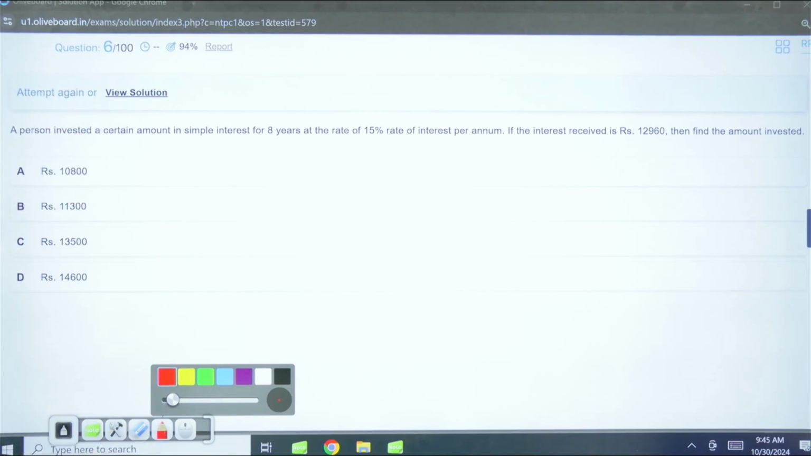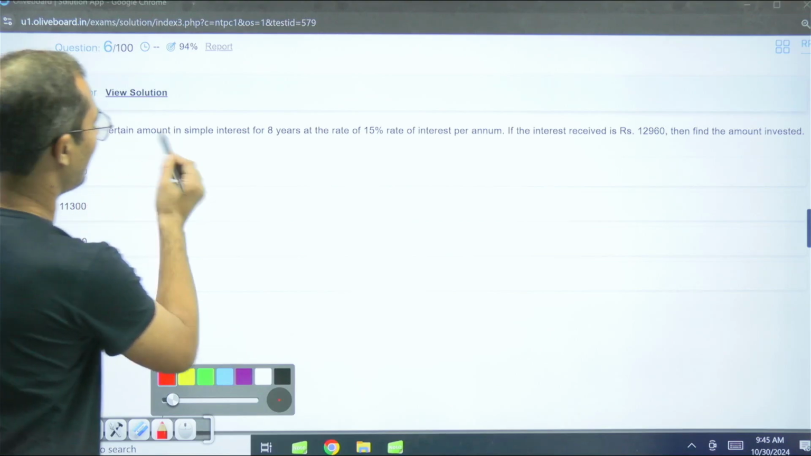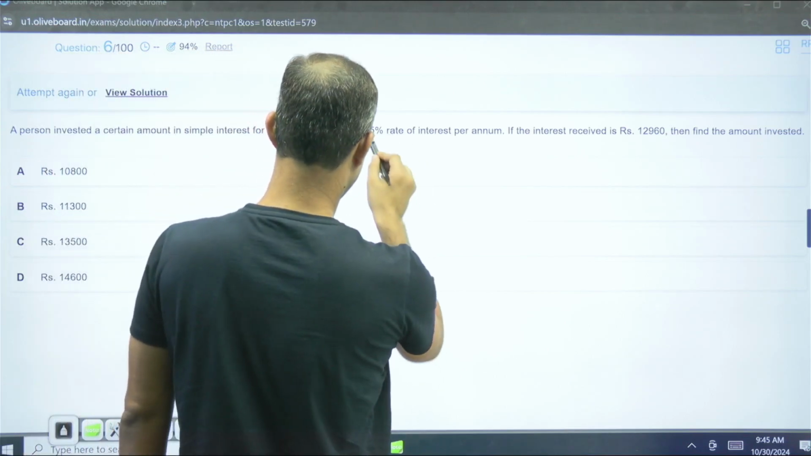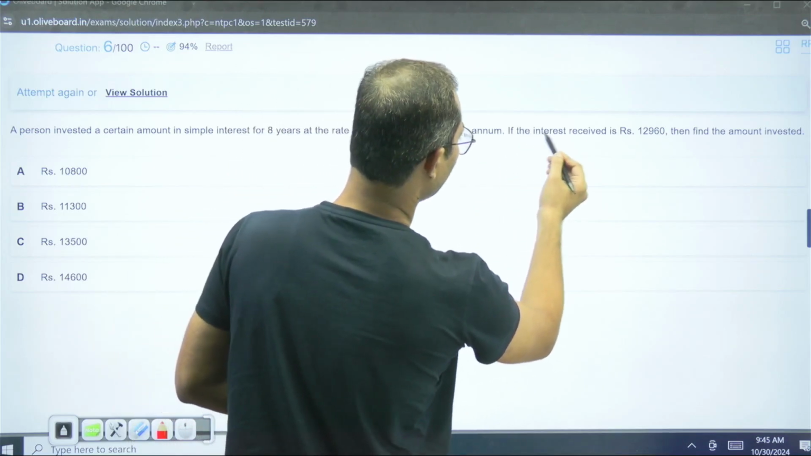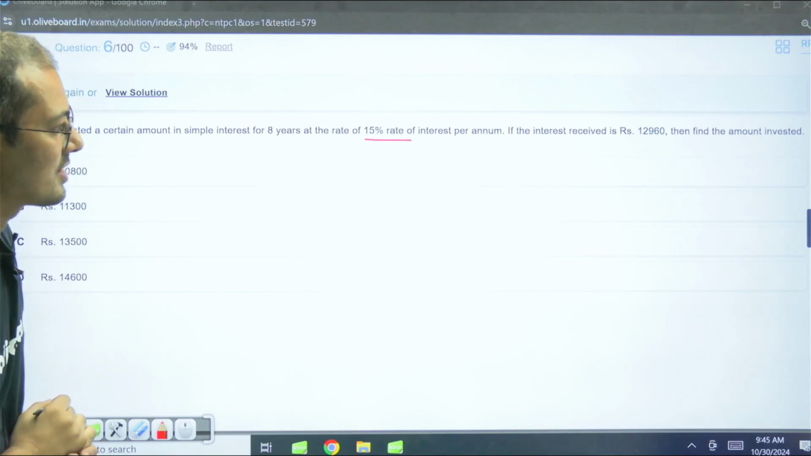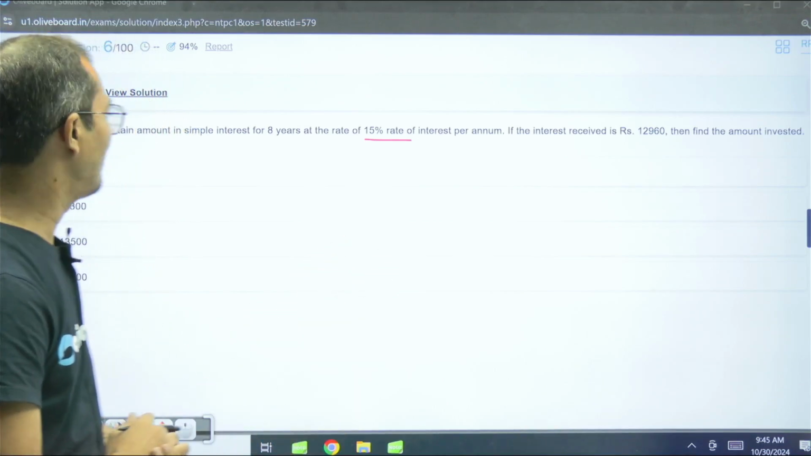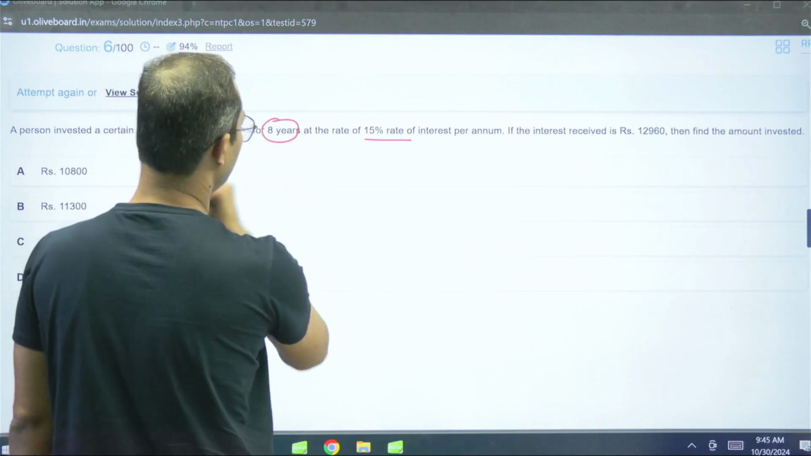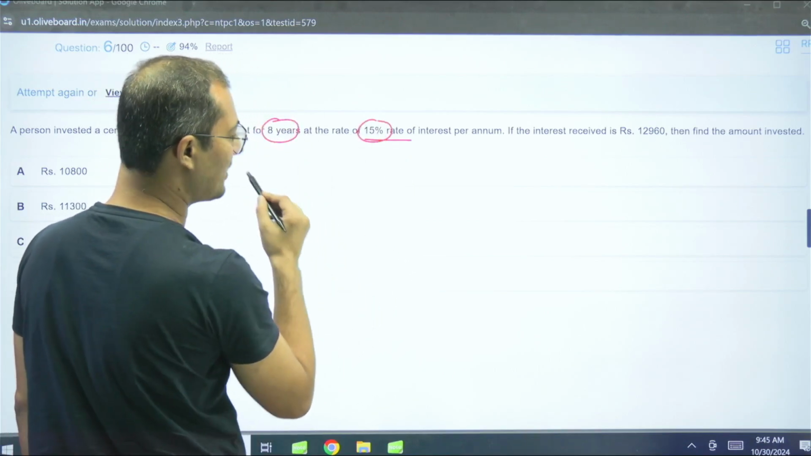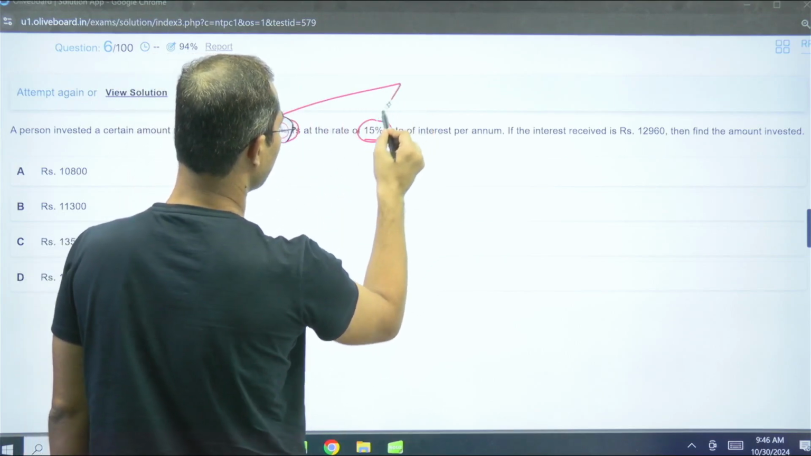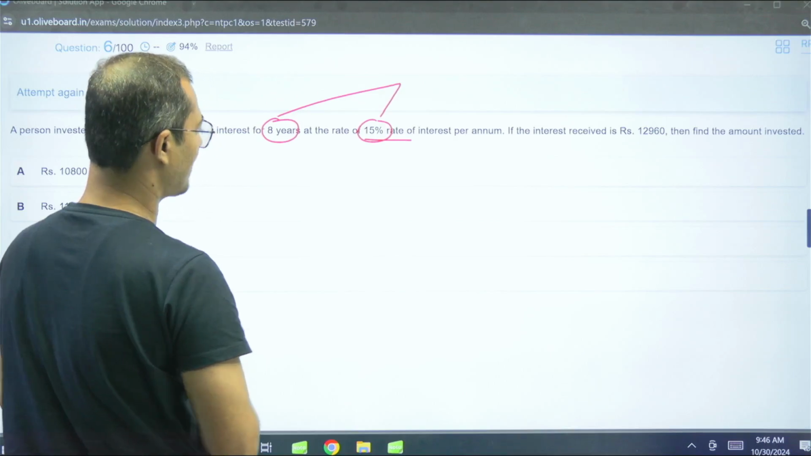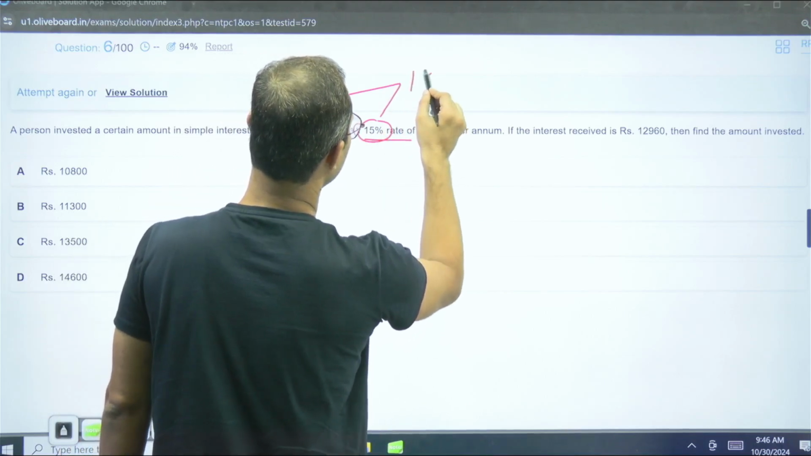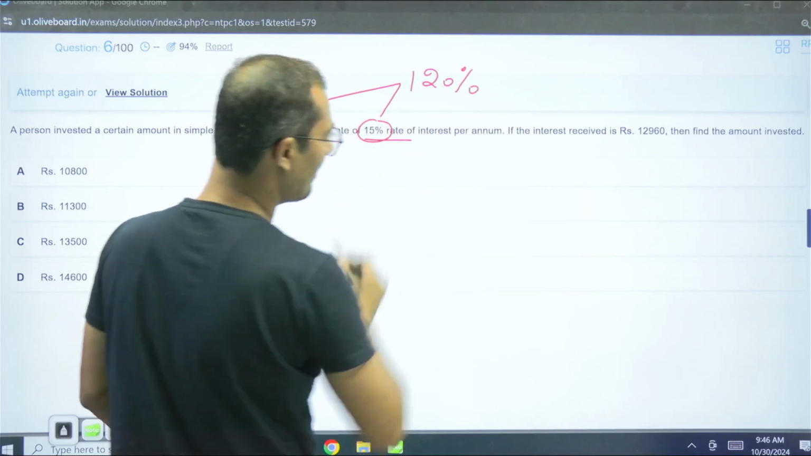See, the question says a person invested a certain amount at simple interest for 8 years at the rate of 15% per annum. If the interest received is rupees 12,960, then find the amount invested. So we have to calculate the principal value. The rate is 15% and time is 8 years, right? So in 1 year the interest would be 15%. In 8 years the interest would be 15 into 8, which is 120. So the simple interest would be 120%, right?